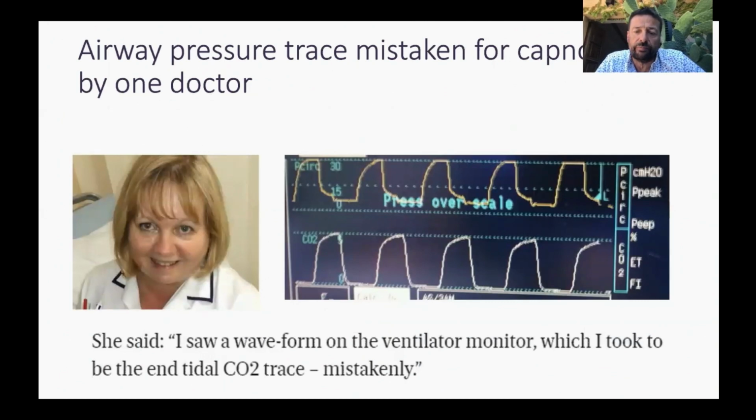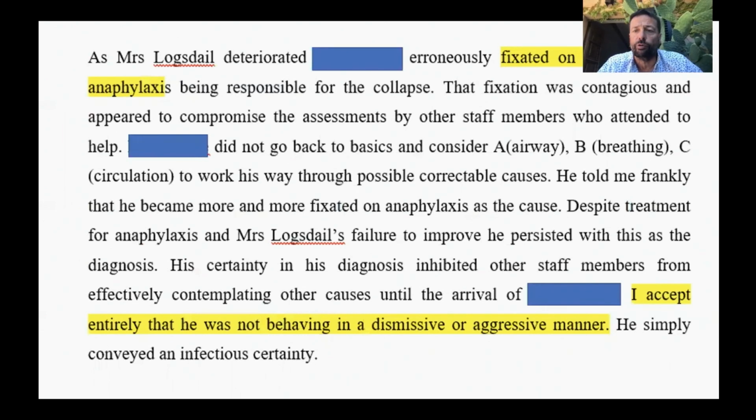In this case, one of the individuals in the room misidentified the airway pressure trace as a capnograph, and therefore thought that there was CO2 being produced, although in fact this was absent. In the coroner's report, it described the clinicians, particularly the index clinician, being fixated on a diagnosis of anaphylaxis and not being able to move on from that. This fixation being translated to other individuals and a failure to go back to the basics of ABC, which might have led to removal of the tube at an earlier stage.